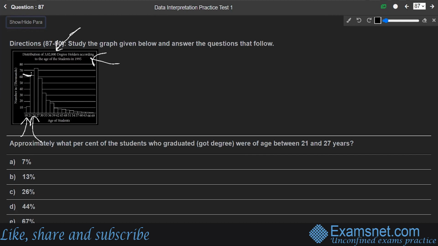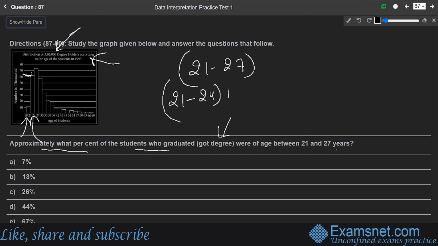Okay, now let us read the question. Approximately what percent of the students who graduated were of the age between 21 to 27? So we are supposed to find out, first, the number of people who graduated of the age of 21 to 27. That can be studied from the graph itself. We are supposed to add two values, 21 to 24 plus 24 to 27. Between 21 to 24, the number is somewhat 61,000, and between 24 to 27 it is somewhere close to 73,000.